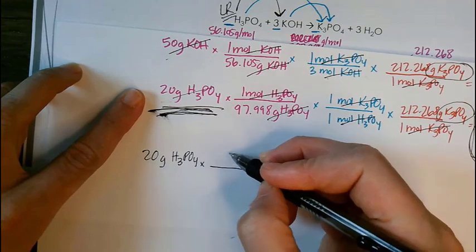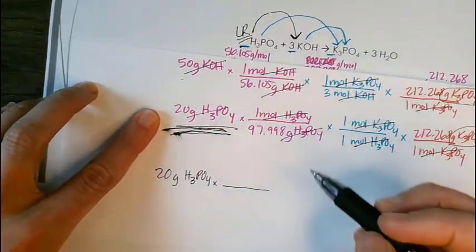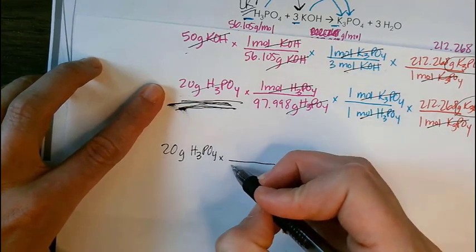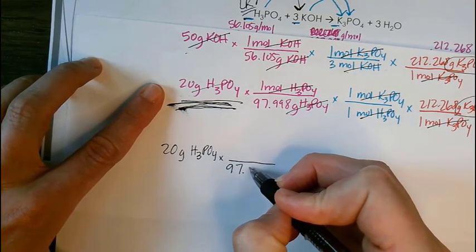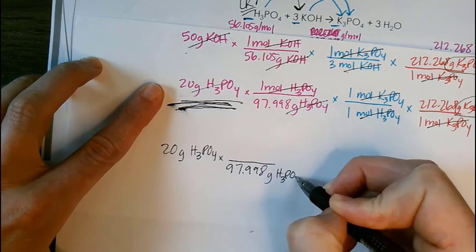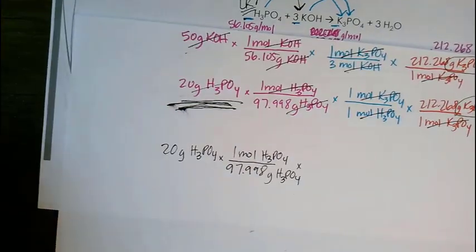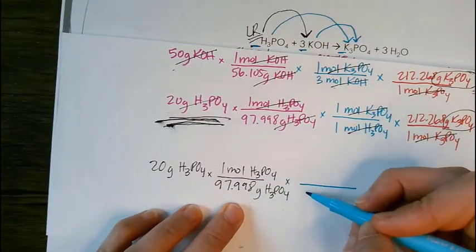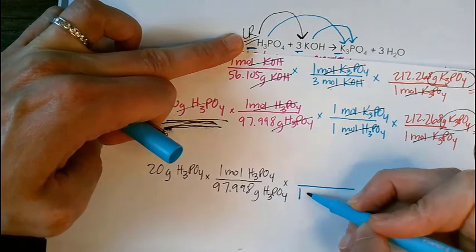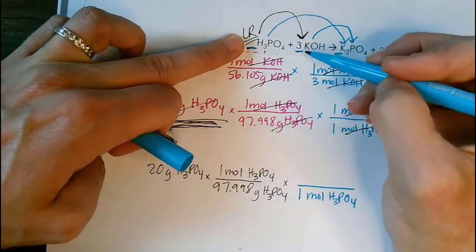We're starting with 20 grams, and we're going to do our very same first step here. We're going to go grams to moles, so that then we can go moles of one reactant to moles of the other reactant. So we can just use the same data, 97.998 grams for 1 mole. Next, I need to compare moles of reactant to moles of other reactant. I need to have H3PO4 on the bottom, and we see that there's a 1.